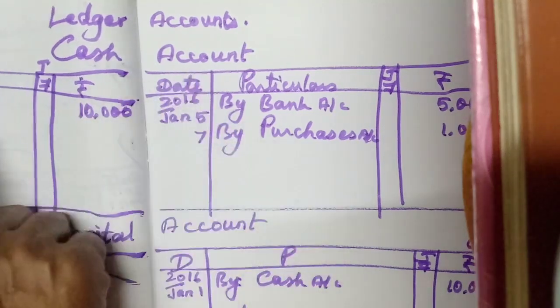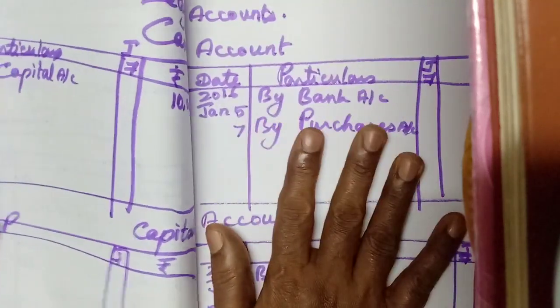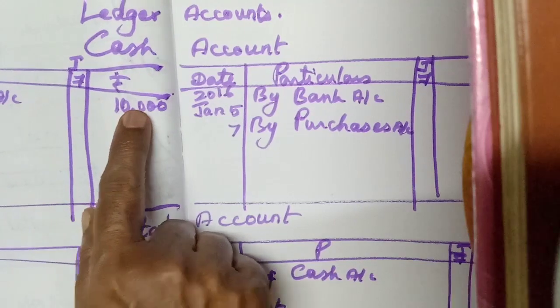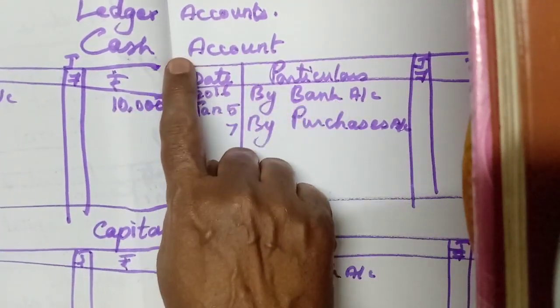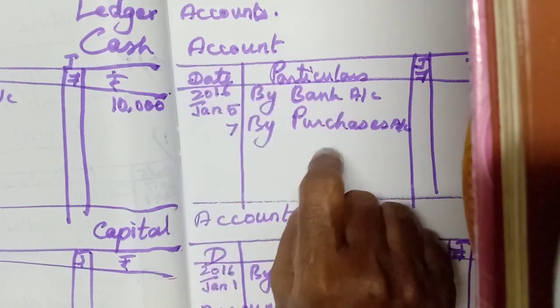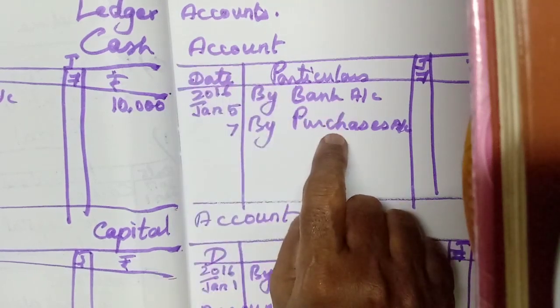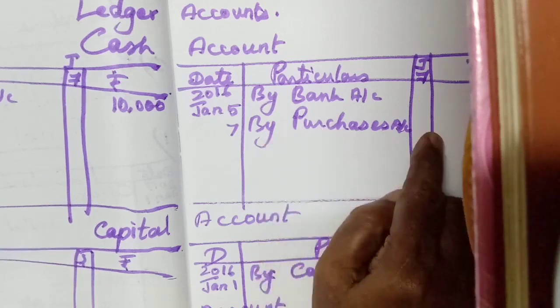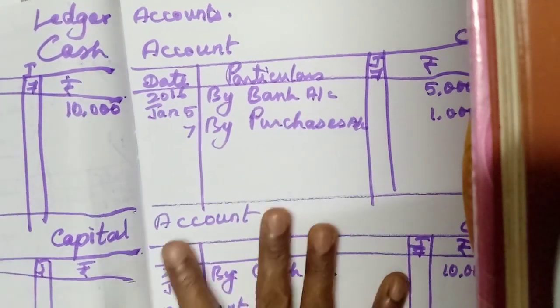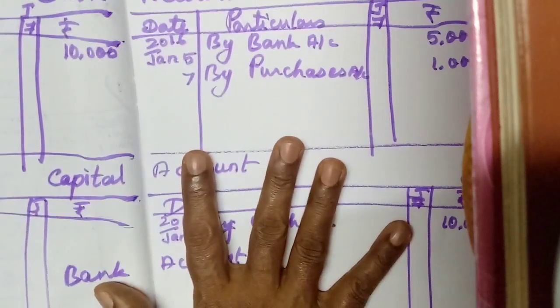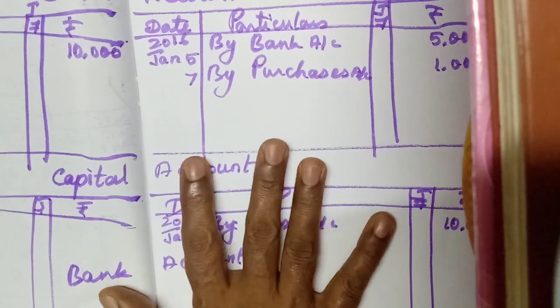So cash account debtor to capital account, so we should write capital account. Then bank account debtor to cash account. Cash account is credited, so by bank account. Then purchases account debtor to cash. There also cash is credited, so credit side by purchases. Enter the amount and leave it as it is, because they have asked us to post them in the ledger only, not to balance the ledger account.